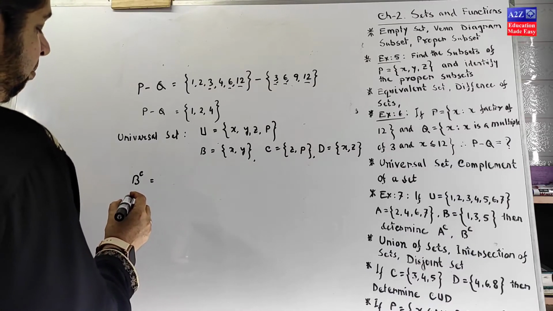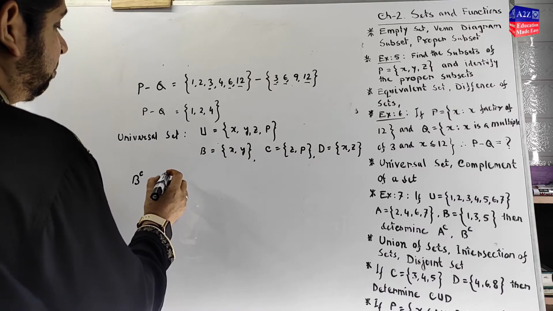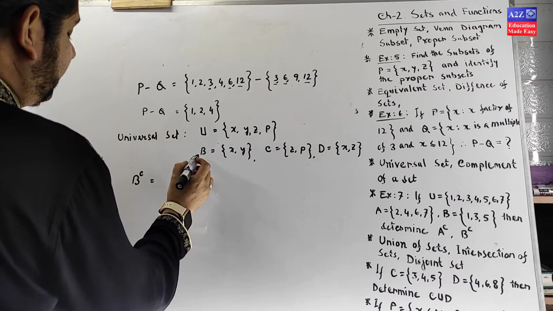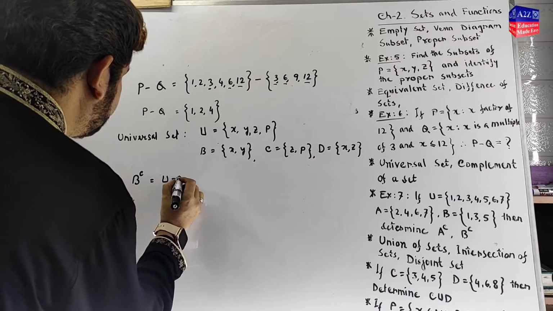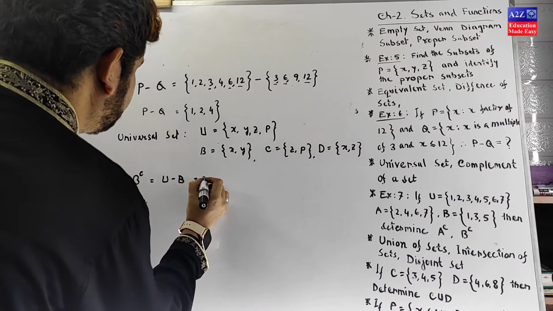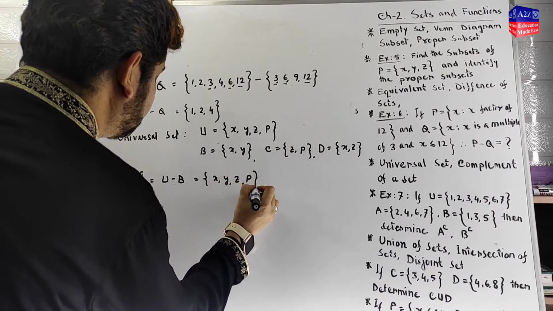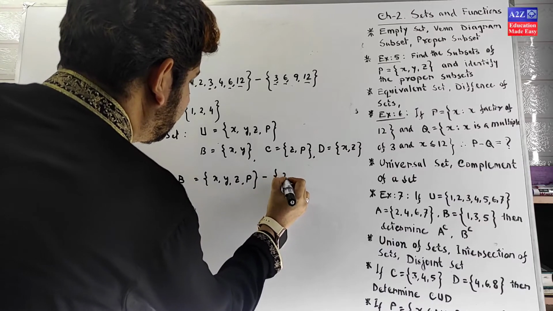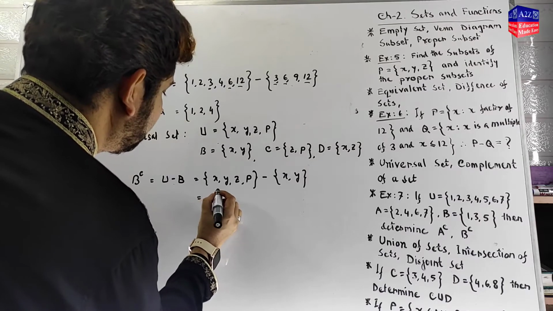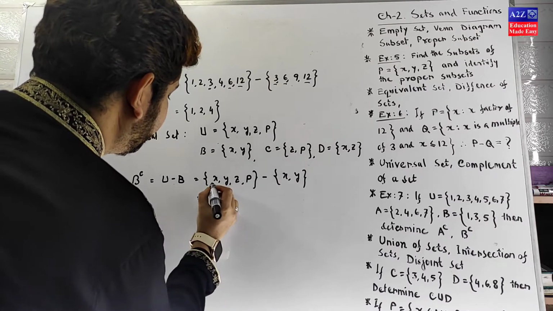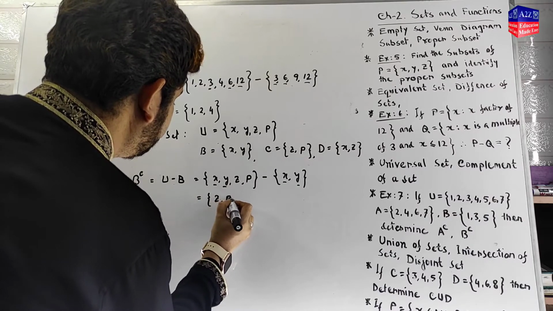So I can find out the B complement very easily. It is basically the difference between this universal set and the set B. I would like to find out the B complement, then it would be U delete B. So U means x, y, z, p. Delete B means x, y. Therefore, what would be B complement? Since these two elements are common, the B complement would be z and p.